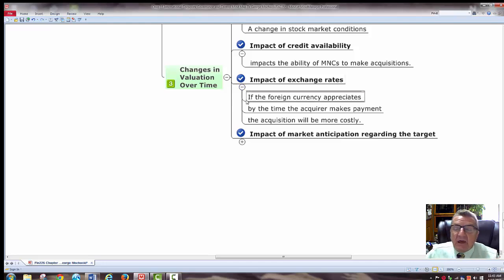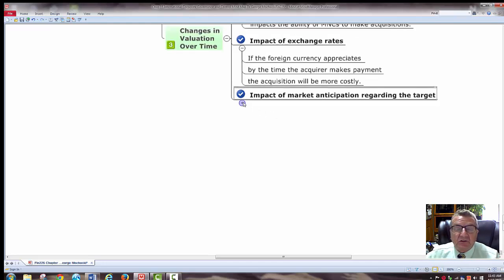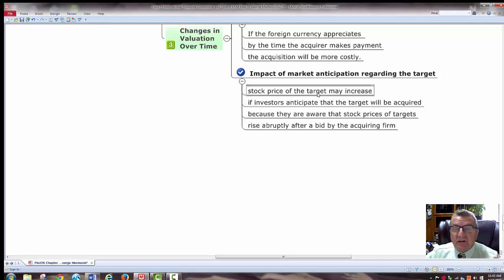Okay. Impact of anticipation regarding the target. Stock prices of the target may increase, almost a given, unless it's really low junk stock, it's going to increase. So people are looking, hey, there's this new buyer coming in there. I want to be part of this action. I think they're going to be able to turn around, depending on the parent MNC.